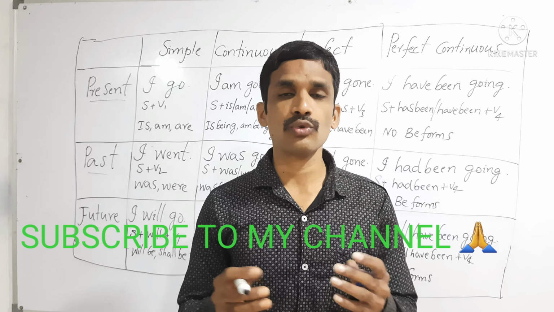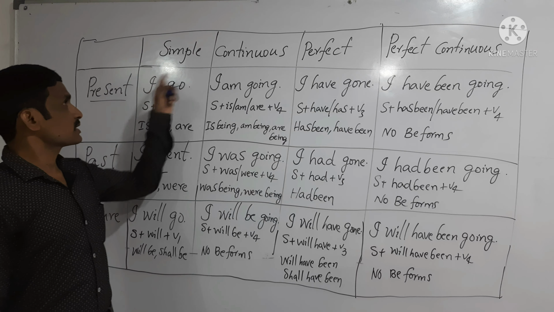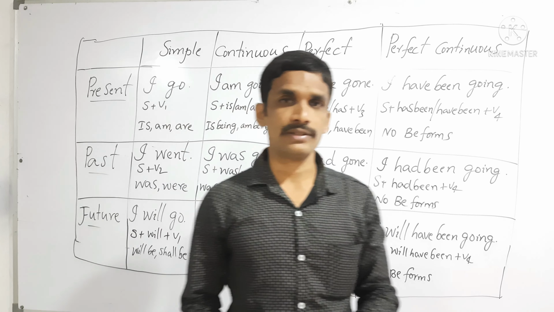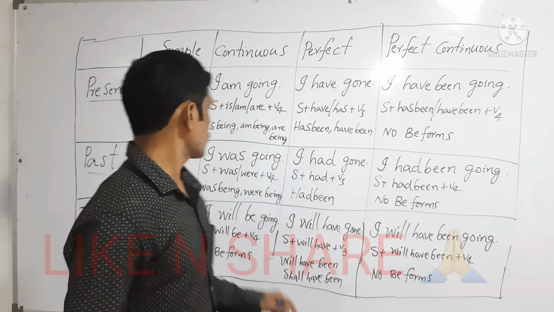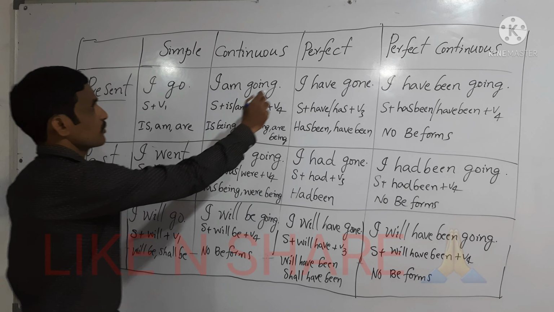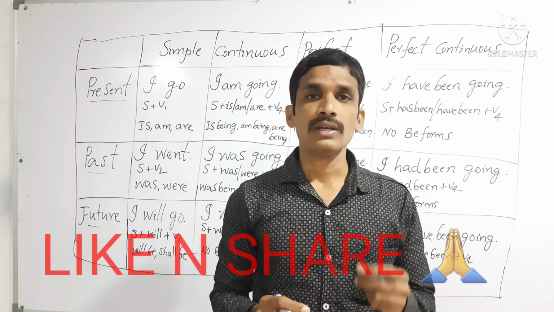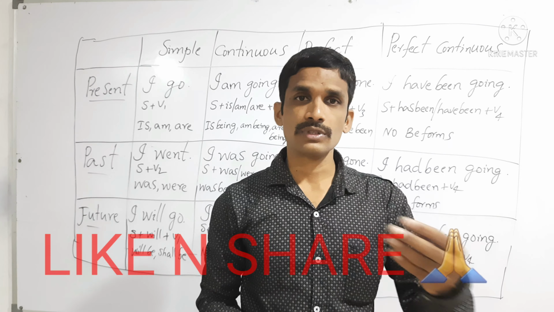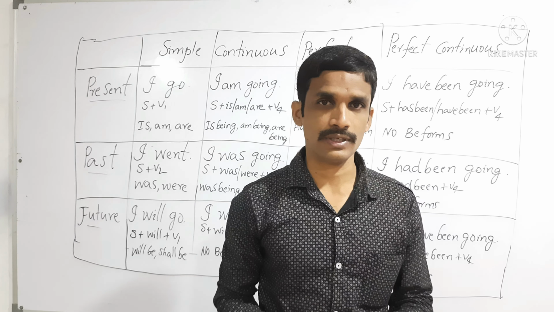Again, each tense has four subtenses. They are simple present tense, present continuous tense, present perfect tense, present perfect continuous tense. In the same way, past tense also has four subtenses. They are past simple tense, past continuous tense, past perfect tense and past perfect continuous tense. And in the same way, we have four subtenses for future tense: future simple, future continuous tense, future perfect and the future perfect continuous tense.